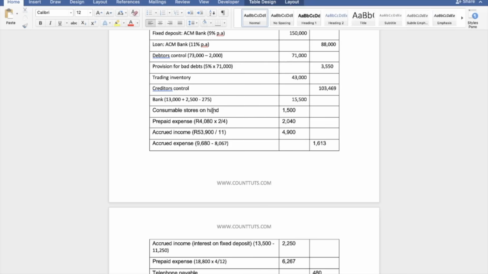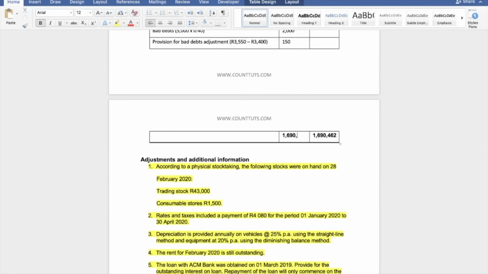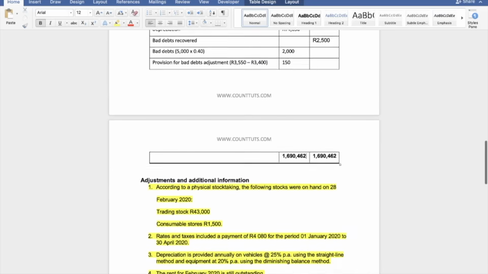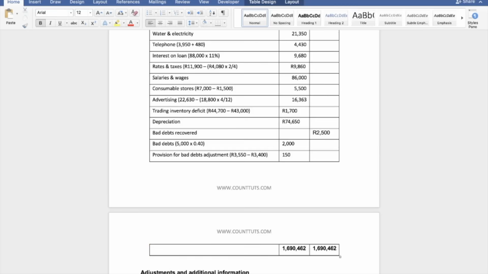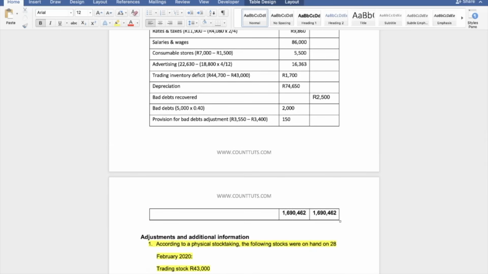So we have to deduct the 275 because it's in the bank statement. It's a service fee and it reduces our bank account, so we needed to deduct it. And the answer for our bank account is going to be the 15,500 rand minus the 275, or you can take the 13,000 rand plus the 2,500 minus the 275, and it gives us an answer of 15,225 rand. Right, and if I go down here and do my calculation, you will note that it actually balances. If I add everything together that we've done, it does balance at 1,690,462 rand, and that is how you do a post adjustment trial balance.